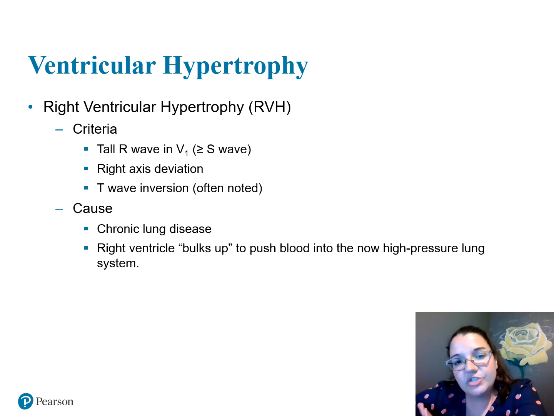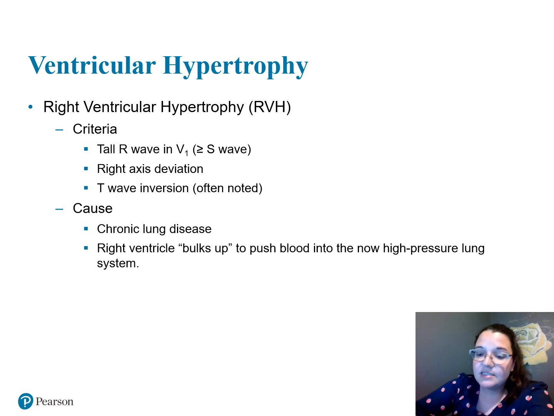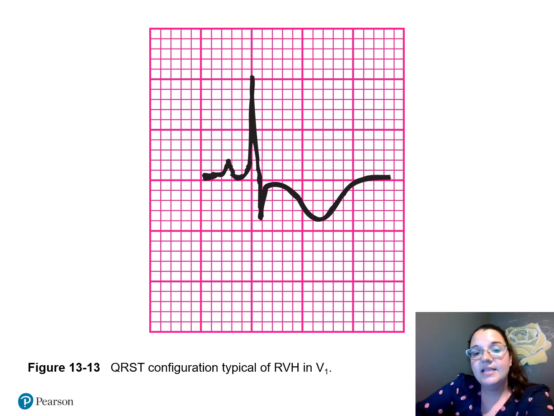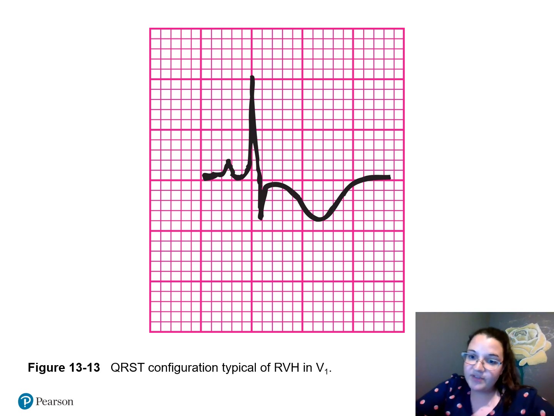And what can cause us to have a right ventricular hypertrophy? Chronic lung disease. Your right ventricle bulks up to push the blood into the now high pressure lung system. So notice my T wave, it's inverted, and my QRS, it's not quite past the 13 mm yet. But your QRS configuration is typical of an RVH in V1. What lead are we going to look at for ventricular hypertrophy? V1.